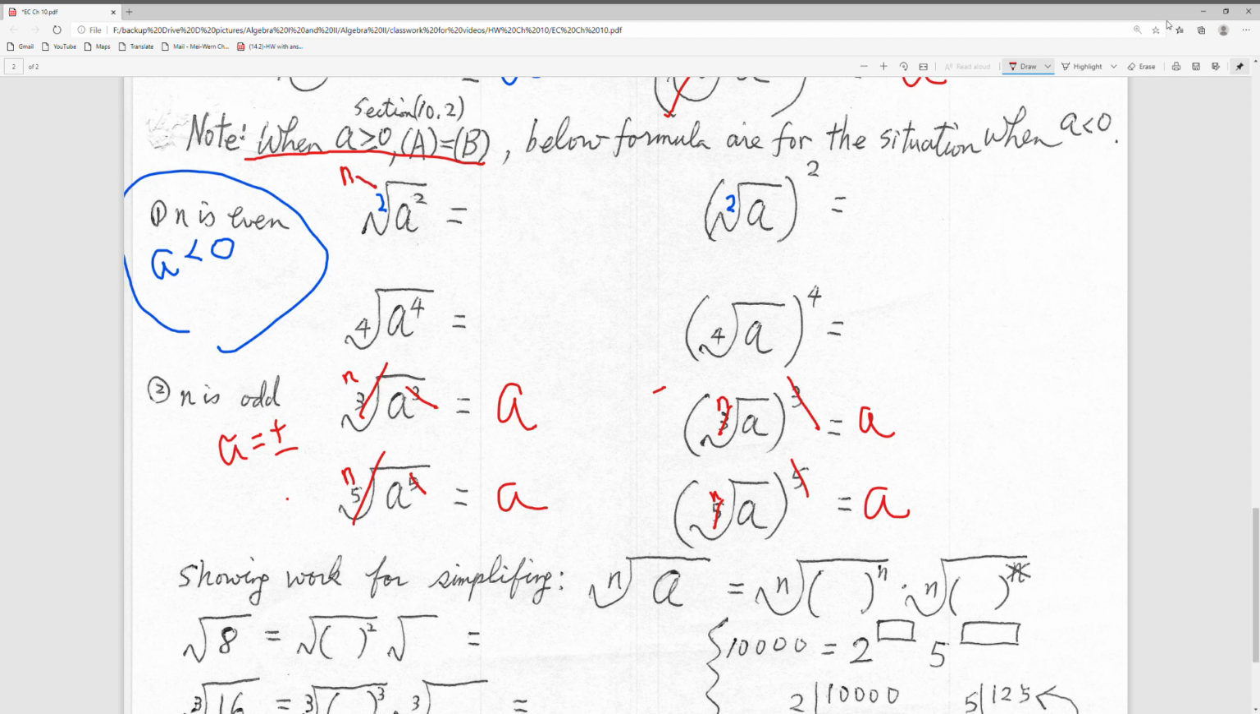When n is even and A is negative, that's the problem. Going by definition, outside, inside, outside, inside, you always cancel out, and the answer will be negative. Now, but if the square is inside, follow the order of operations.